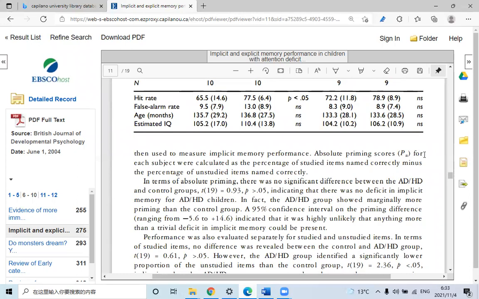You have an absolute priming score for each subject, and that's the percentage of studied items named correctly minus the percentage of unstudied items named correctly. Suppose you have 10 items, you name them. Maybe you got 80% right, and then you got 20% right on the unstudied items. The difference, your absolute priming score, is 80% minus 20%.